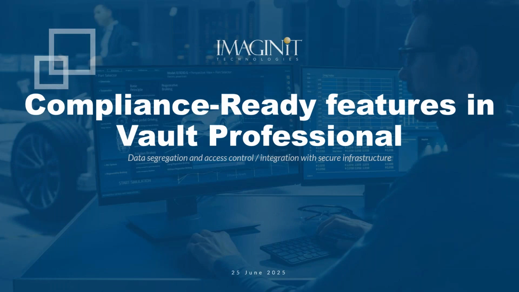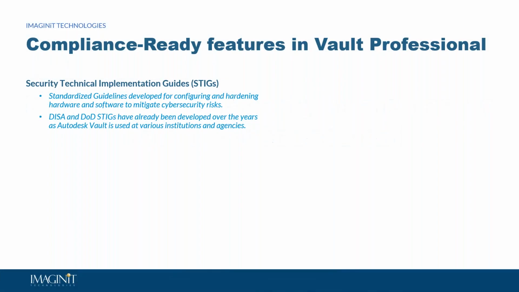So let's talk about some compliance-ready features that exist inside of Vault Professional. We're going to go a little bit deeper into this, right? We're going to talk about data segregation and access control, general integration with a secure infrastructure, okay? So if you have STIGs, which are basically Security Technical Implementation Guides, there's quite a few that exist already for Vault Professional if you are in a federal environment. If you're working as a contractor, you may not have a STIG, but essentially there's a lot of ones that have already been developed.